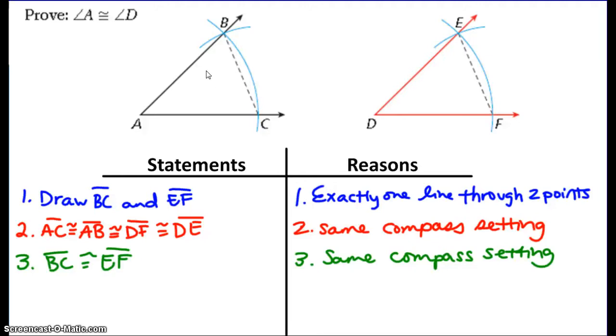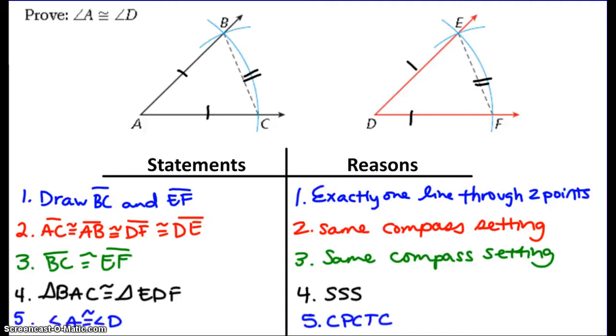So now what I have in actuality is I have two triangles that are congruent by the side-side-side congruence postulate. Okay? So I can actually state that triangle BAC and EDF are congruent. So since the two triangles are congruent by side-side-side, I can say that angle A and angle D are the same measure because of corresponding parts of congruent triangles are congruent.